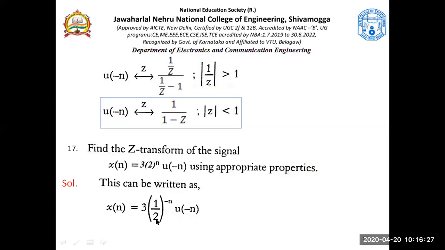No, it's not u of n. It is half power n u of n. u of n is a step, but there is this exponential. Understand that? So we have to take the exponential along with this u of n. So this is the signal we are approaching.